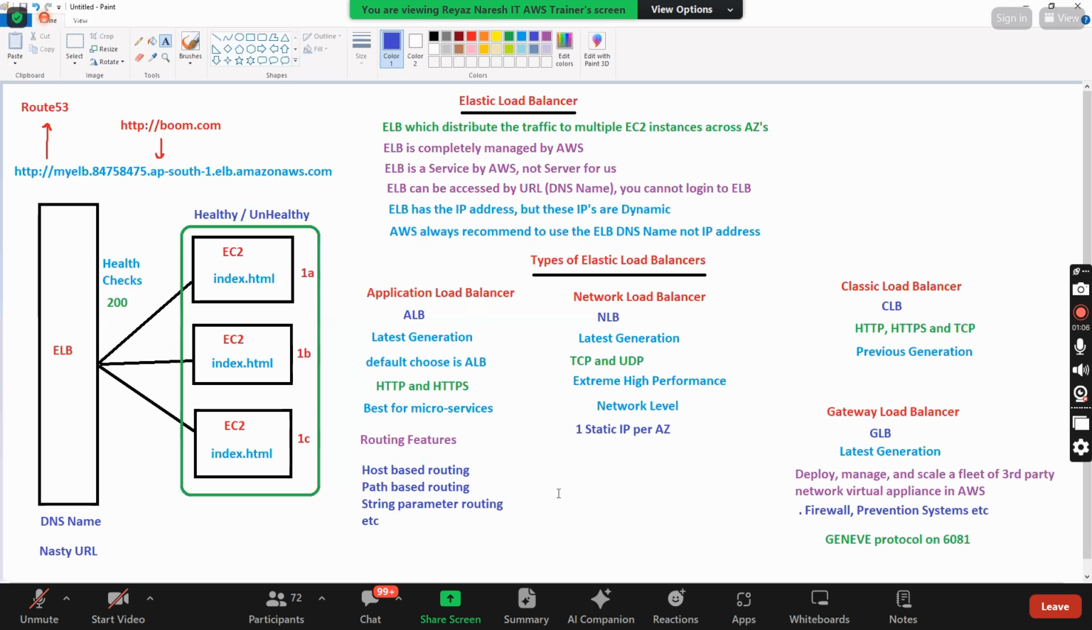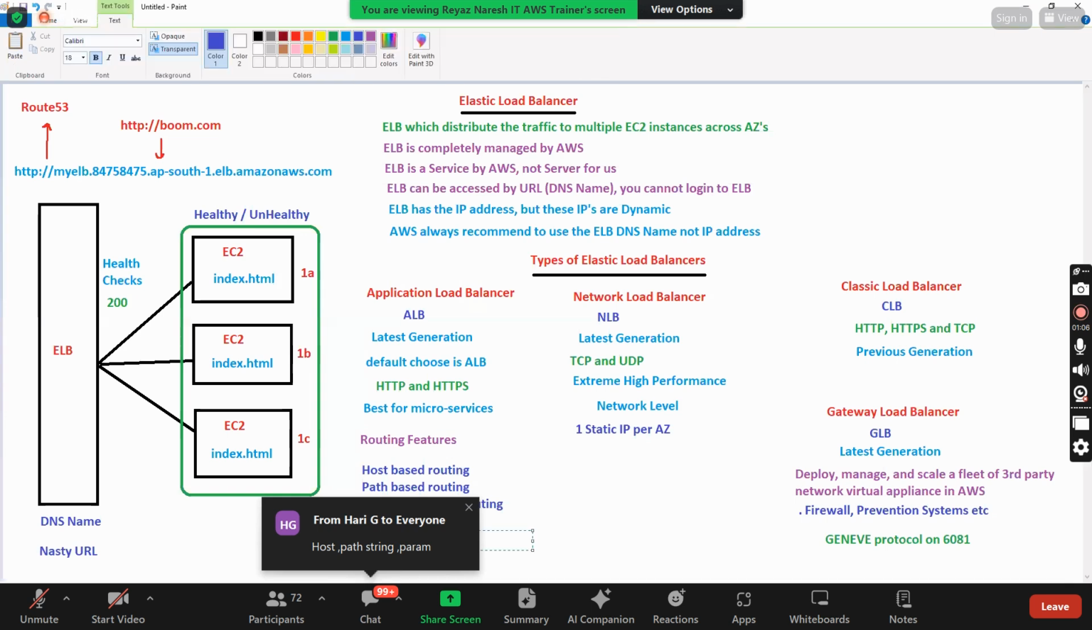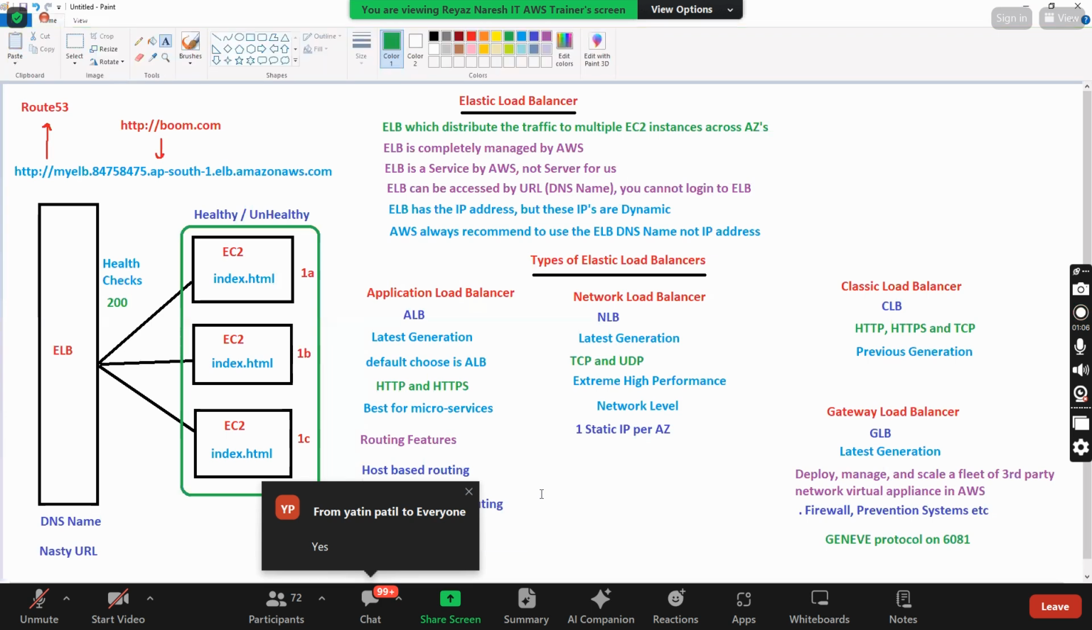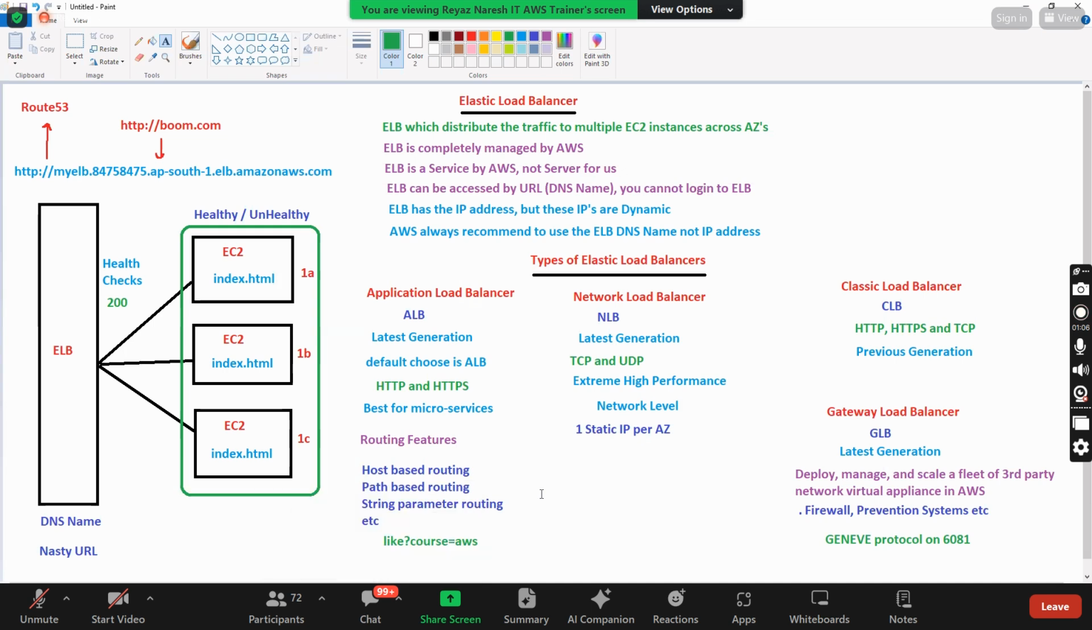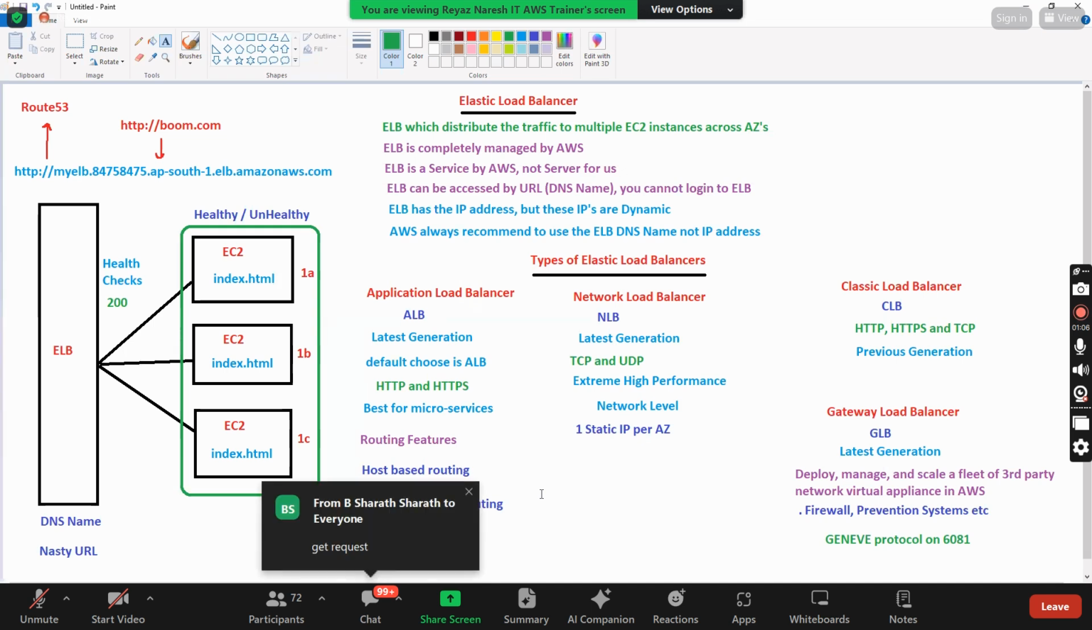String parameter routing will be used by the developers. In the URL, sometimes you will see a question mark and a string, something like question mark course is equal to AWS. If you want to use this kind of method, you can go for the string parameter. But let me first talk about host-based routing and path-based routing. Is this clear till here, everyone?